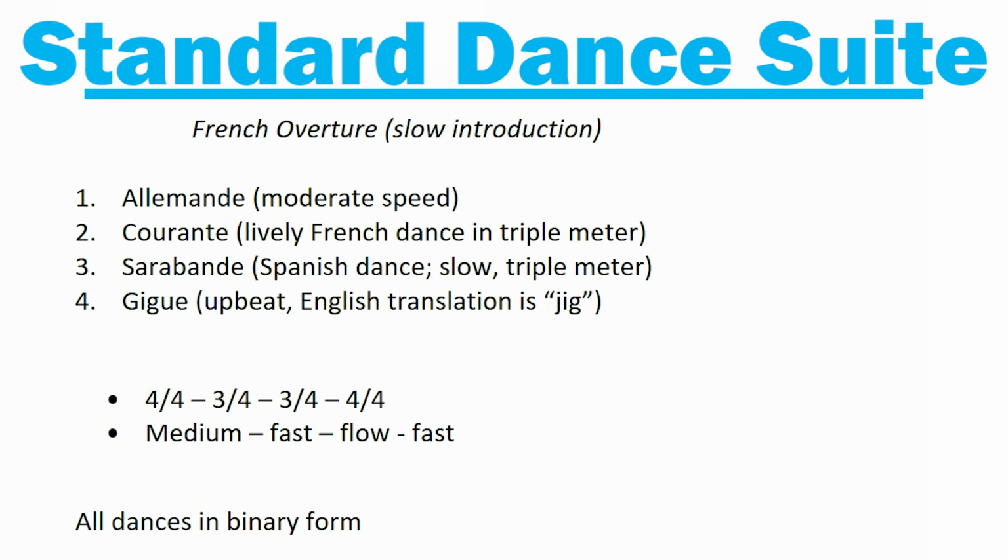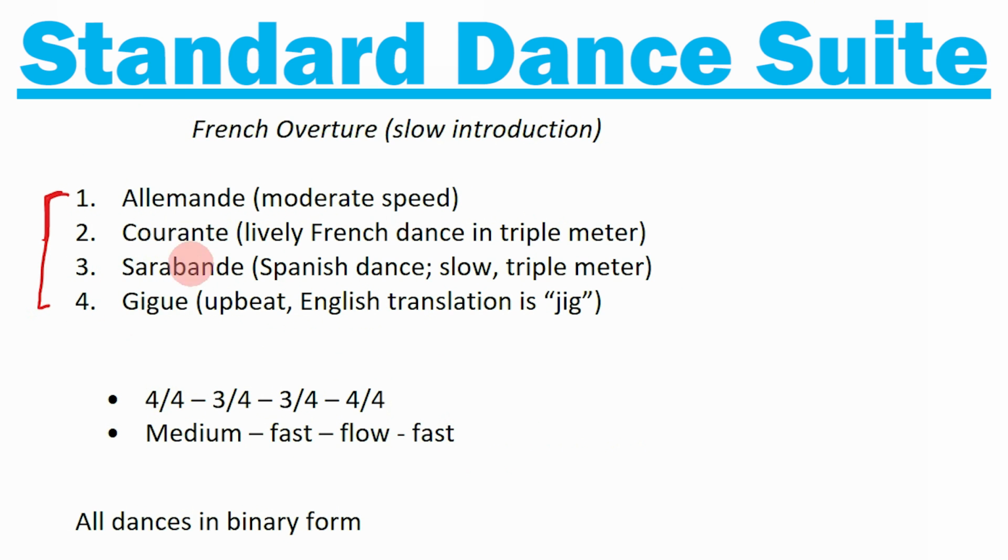A typical Baroque dance suite might look something like this. So sometimes you have an opening with a French overture, which is just a slow introduction. It's not mandatory. These are the core 4 dances that you will see in a Baroque suite: the Allemande, Courante, Sarabande, and Gigue. We already talked about those.